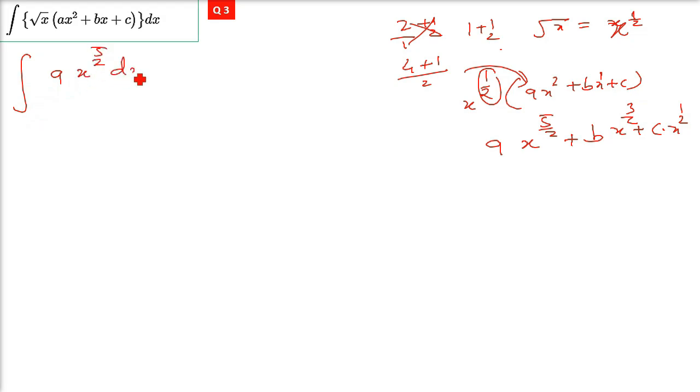Now I'm separating these terms. Integration of a x raised 5 by 2 dx, integration of b into x raised 3 by 2, and then we have c.